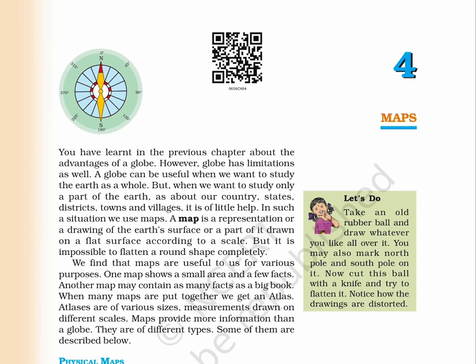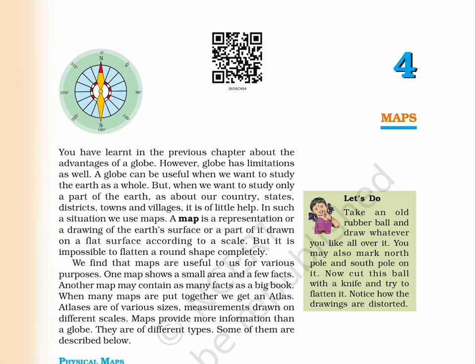You have learned in the previous chapter about the advantages of a globe. However, globe has limitations as well. A globe can be useful when we want to study the earth as a whole. But when we want to study only a part of the earth, as about our country, states, districts, towns and villages, it is of little help. In such a situation, we use maps.